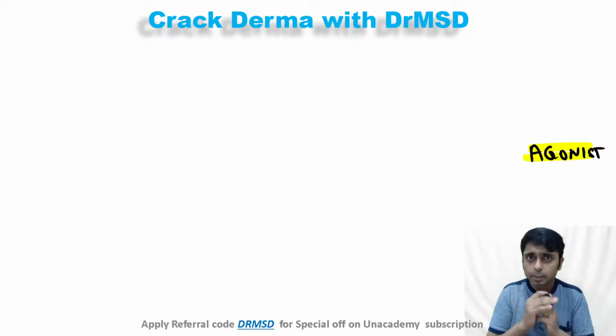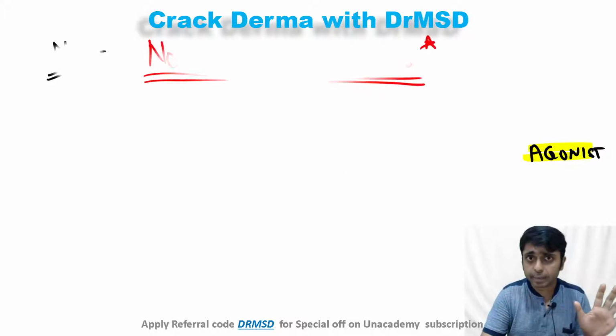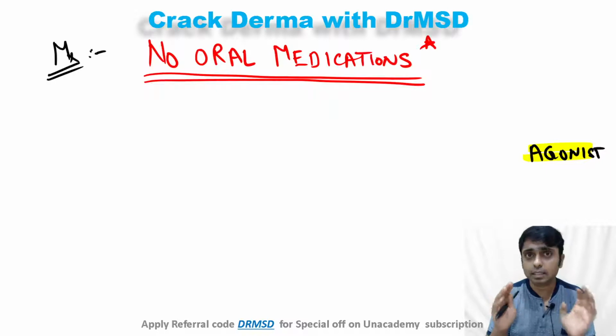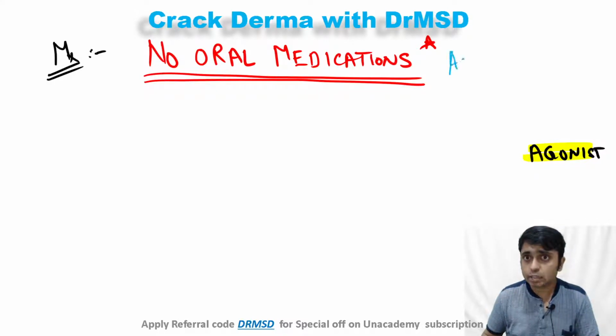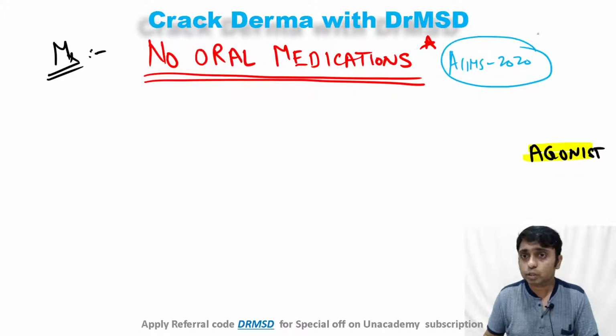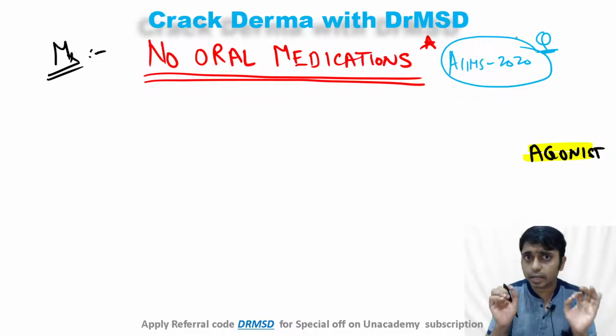So basically you should remember that there are no oral medications which can be used either in the prophylaxis or the treatment of anogenital warts. Please remember, this was the AIIMS 2020 MCQ. It's not a joke. So you should remember no oral medications for the treatment of anogenital warts.